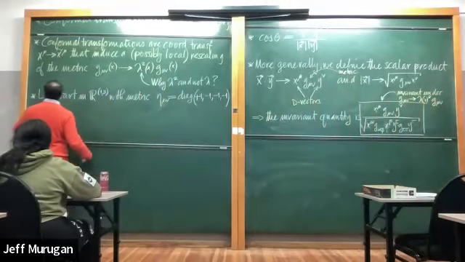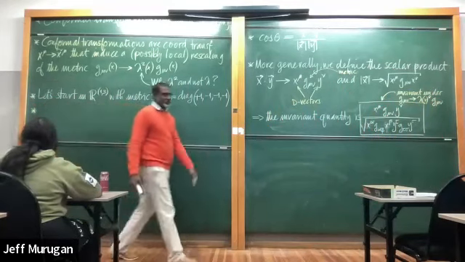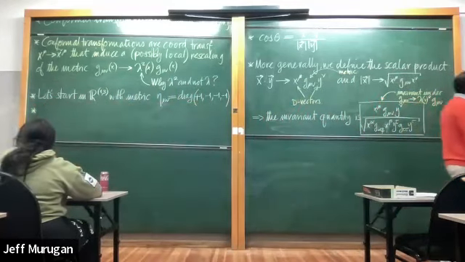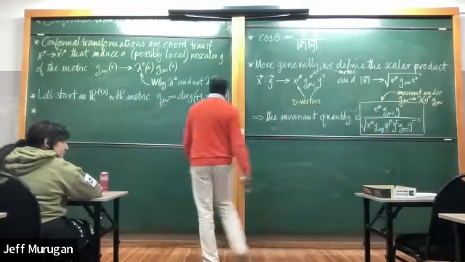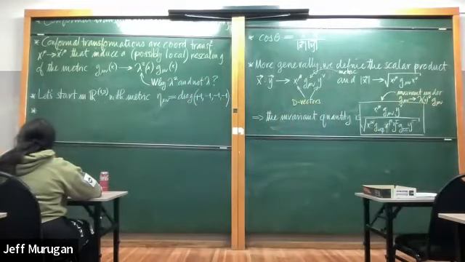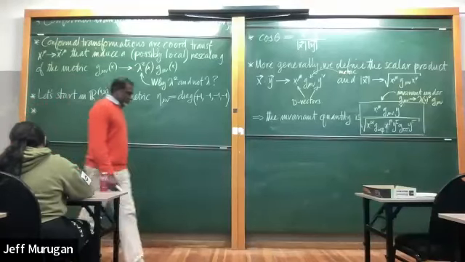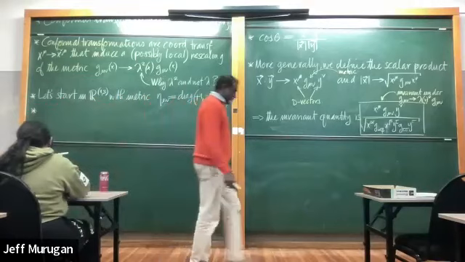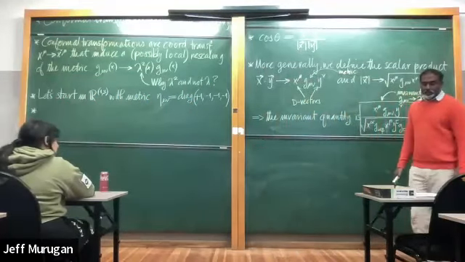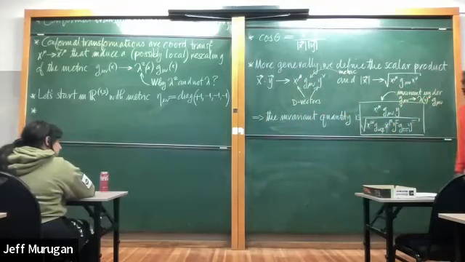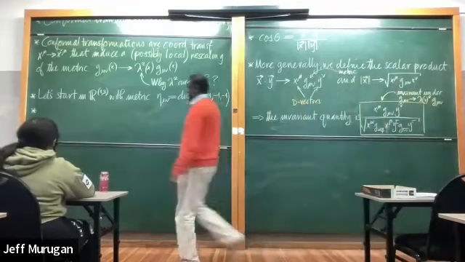I'm assuming that pretty much everyone here has done at least special relativity or electromagnetism. If you've done a course in special relativity, you would know that there are certain transformations of the Minkowski metric, the Poincaré transformations, and they take the following form.